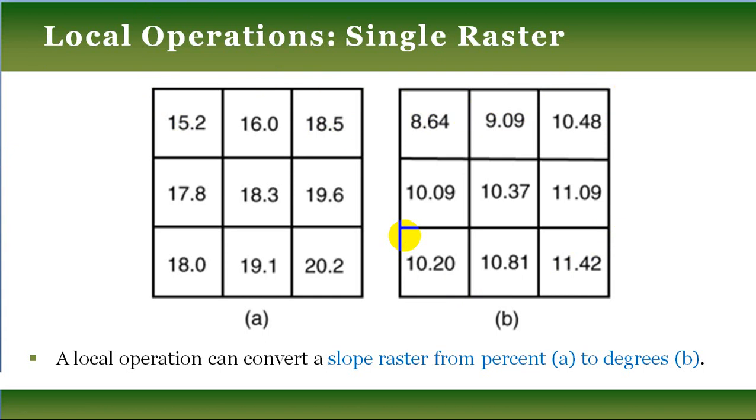And one common example is the slope of a terrain. If it is present in percentage, it can be changed to degrees, or vice versa. If the slope of a terrain is present in degrees, it is possible to change it into percentage.